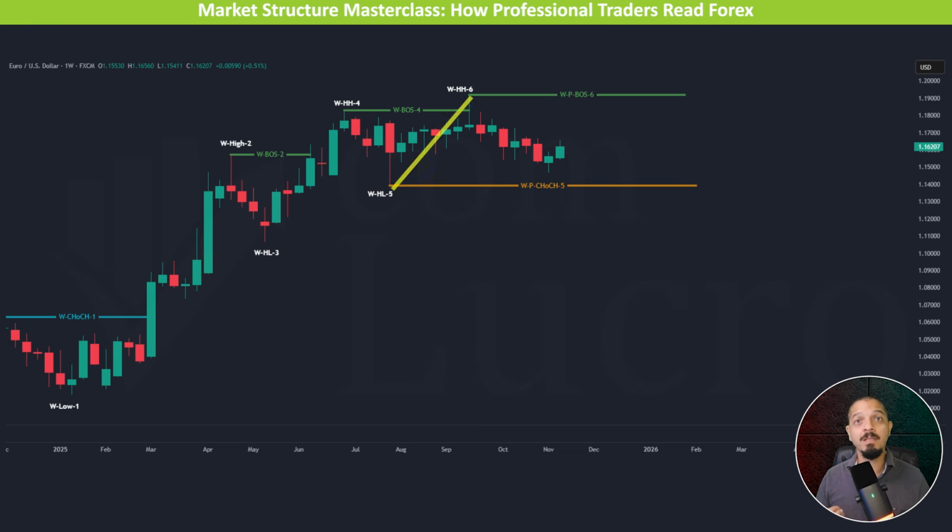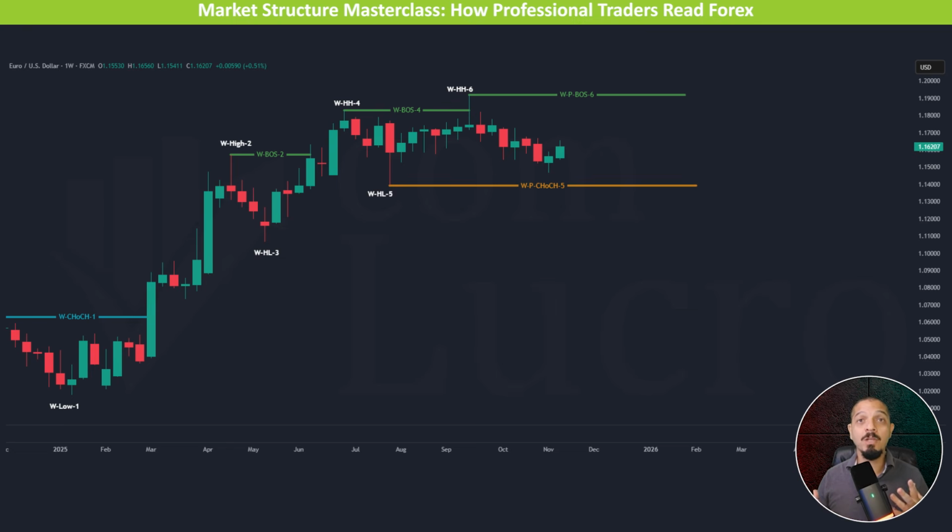During this expansion, price breaks the previous structural high and confirms Weekly Break of Structure 4. As this impulse continues, price produces a new higher high labeled Weekly Higher High 6. This new high reinforces the bullish sequence of higher highs and higher lows that defines the current market structure.